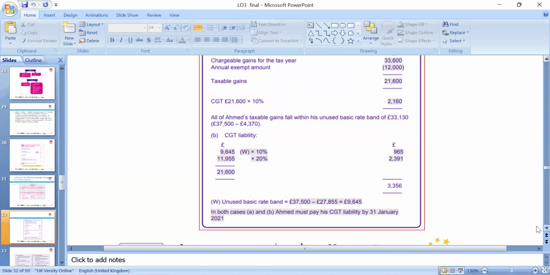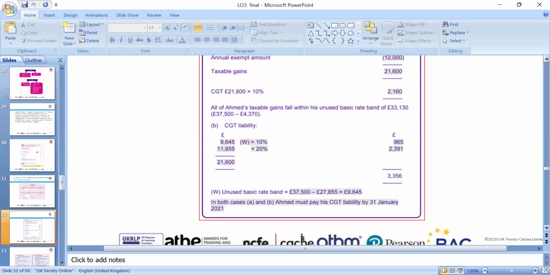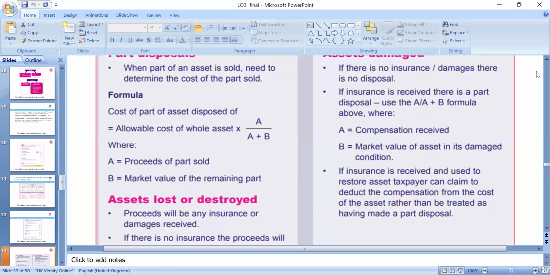M must pay the capital gains tax liability by 31st January following the year end. After that, the tax liability will be overdue and interest will be charged. Okay, as we know how we are working, let's move to the next.